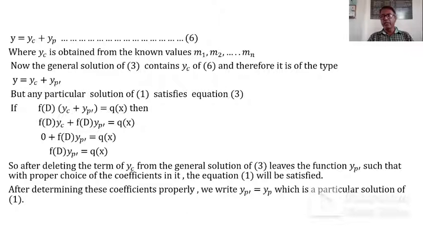I have explained in detail the method of undetermined coefficients. We will see one example based on this topic in today's lecture.